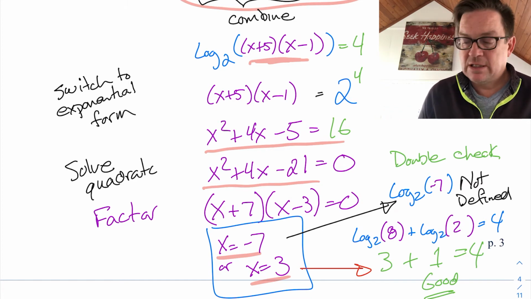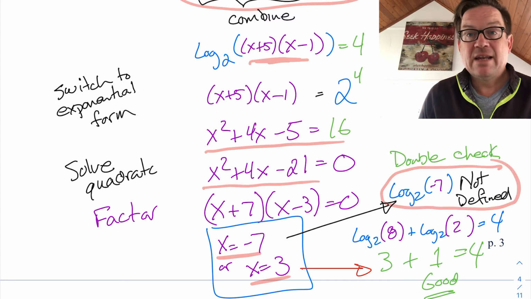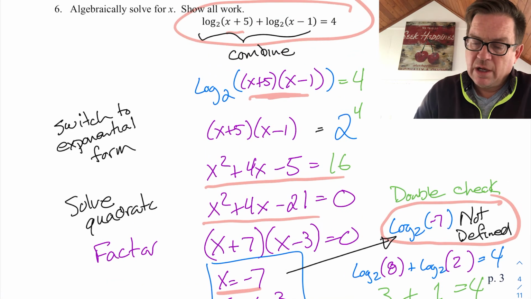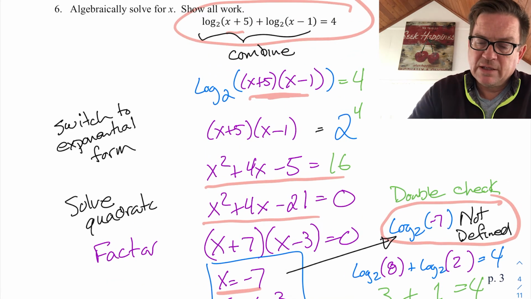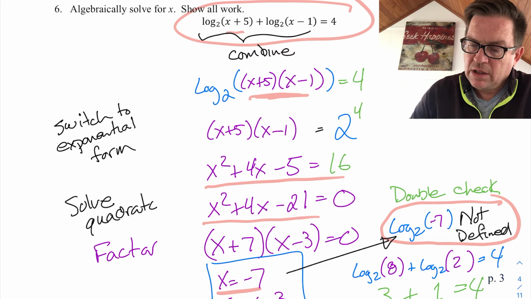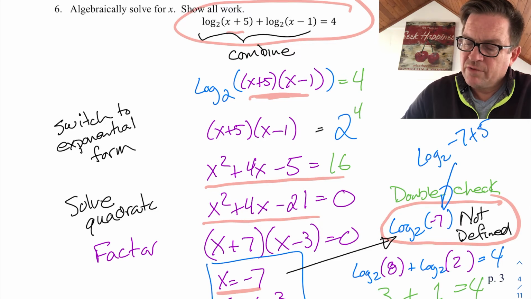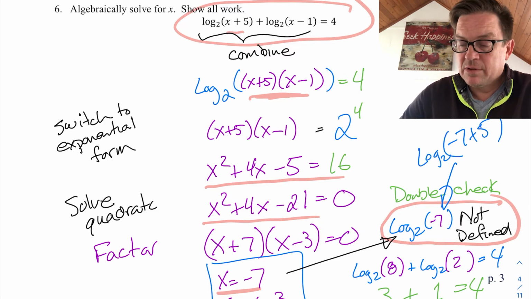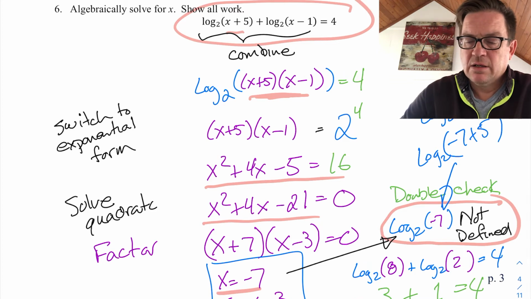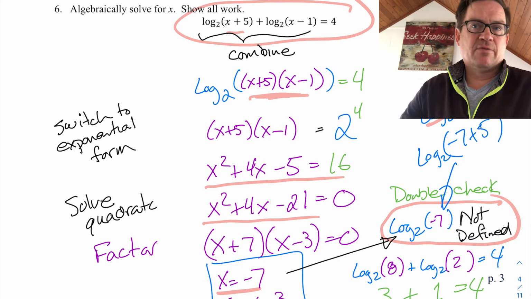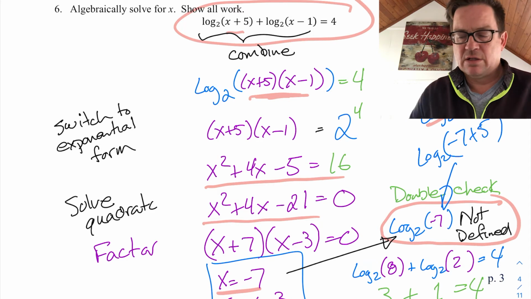In logarithm equations, it's always important to double check your answers because some things could go wrong. For instance, if I plug in negative 7 as my x value into x plus 5, negative 7 plus 5 and the log base 2 of that. That's still a negative number. Log base 2 of a negative is bad, right? You can't take the logarithm of a negative number because exponential functions are never negative, so that just doesn't work.